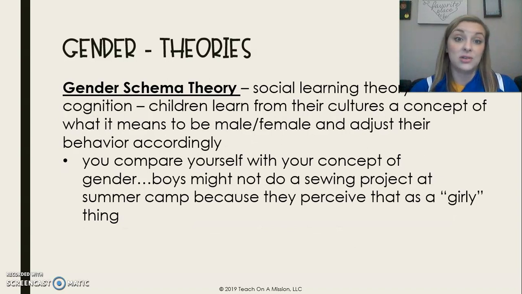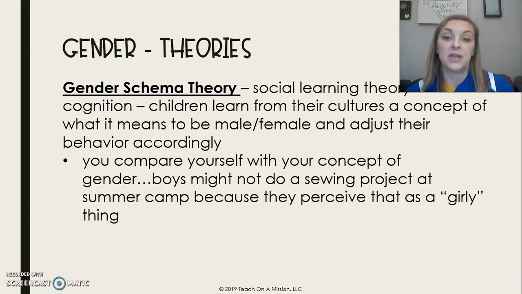Okay, and then we have the gender schema theory. This is the idea that we are taking social learning theory and we are adding in cognition. So this is more than just we learn by observing, we learn by rewards and punishments, right? That's very passive, that it's just kind of happening. Gender schema theory adds in cognition. So we think about it. We learn from our cultures as a concept of what it means to be male and female, and then we actually think about it and decide to adjust our behavior accordingly.